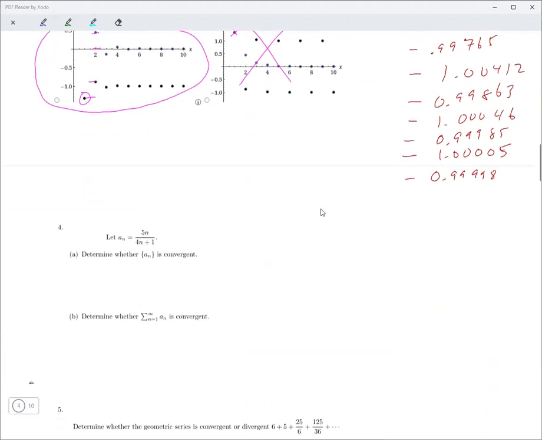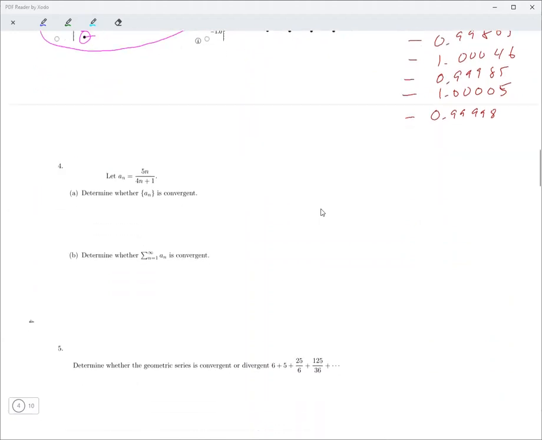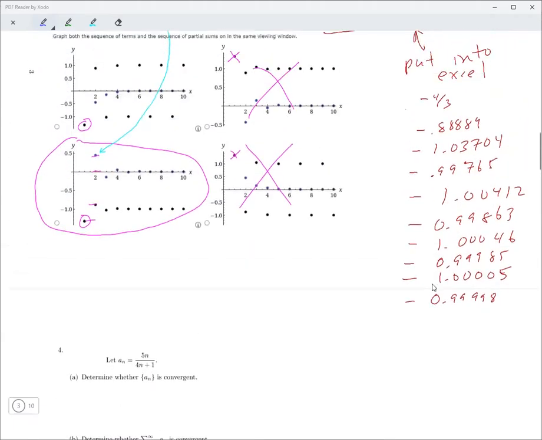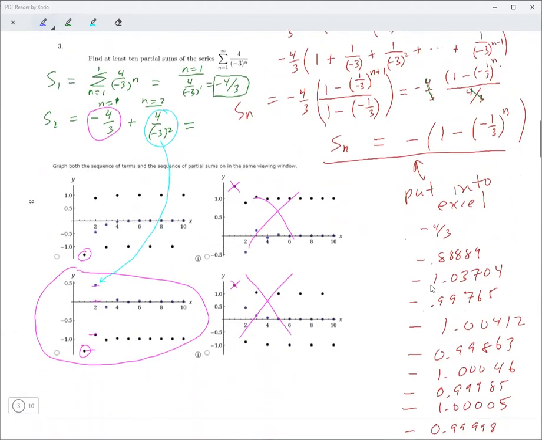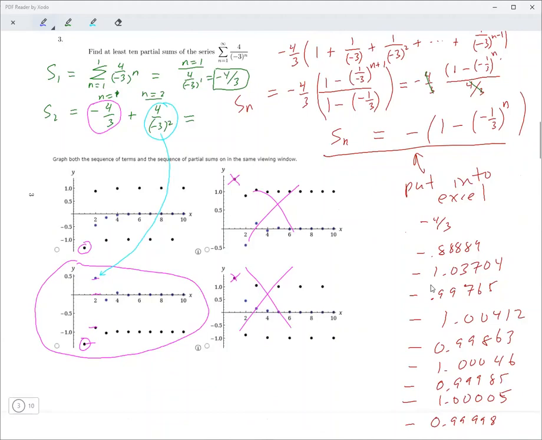Let's go on to number 4. Here we have the difference between sequence and series. So this is a sequence. Anybody remember what this converges to? Oh, wait a minute. The previous problem says, does it appear the series converges? And in this case, it's going to converge to negative 1.